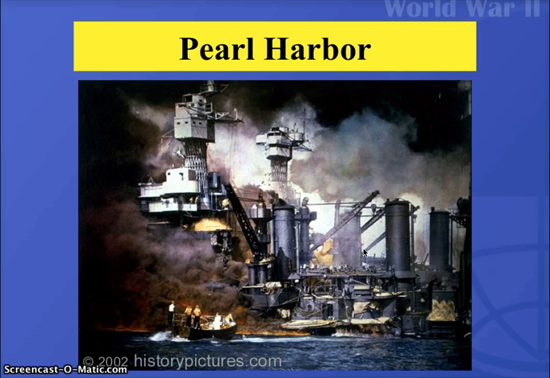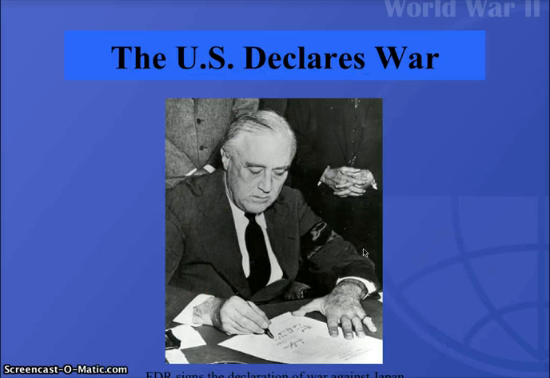I'm sure you can all figure out that the day after the attack on Pearl Harbor, President Roosevelt addresses Congress and asks for a declaration of war with Japan. This was immediately approved, and you can see in your picture here, this is FDR, Franklin Delano Roosevelt, signing the declaration of war against Japan. In a speech to Congress, Roosevelt said that December 7th, 1941, would be remembered as a date which would live in infamy.